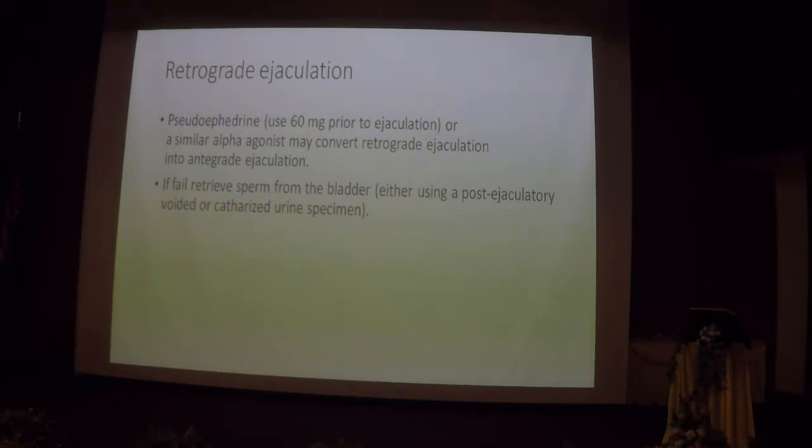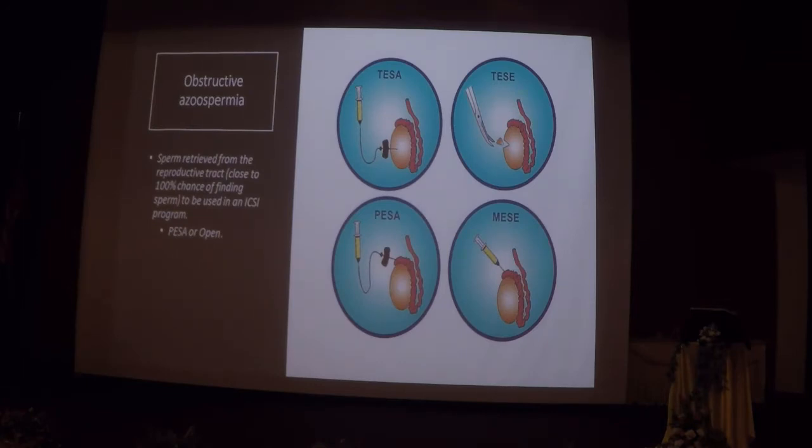Retrograde ejaculation, pseudoephedrine, but I think Mr. Morali will talk more on this. Obstructive azoospermia, there are a few options. This is what we do in the fertility unit. Surgical sperm retrieval, either TESA, actually we start off with PESA, percutaneous epididymal sperm aspiration, where we stick a needle into the epididymis and try to suck it out. If there's any, then we will freeze the sperm and use it later for ICSI.